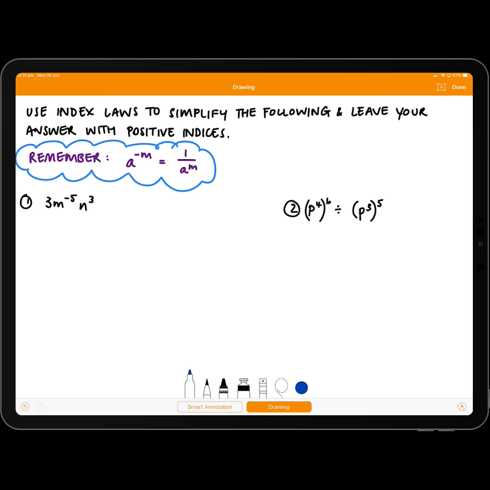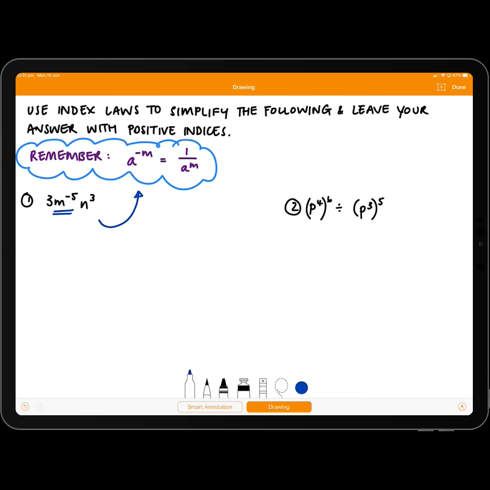So let's look at the first example. We've got 3 times m to the power of negative 5 times n to the power of 3. Really here, m is the only one with a negative power. So taking this rule up here, m to the power of negative 5 becomes our denominator. So what we'll have is 3n to the power of 3 divided by m to the power of 5.